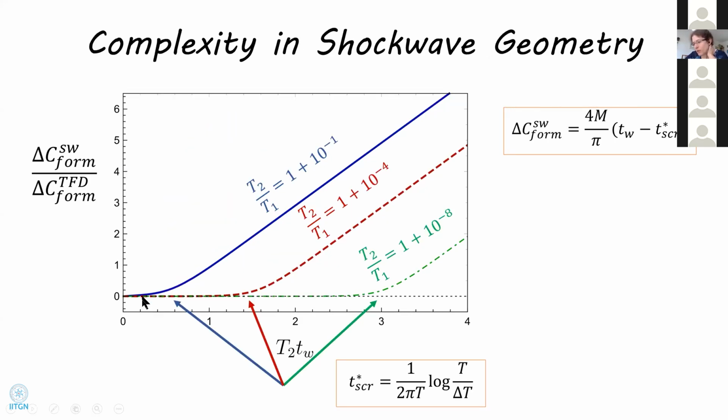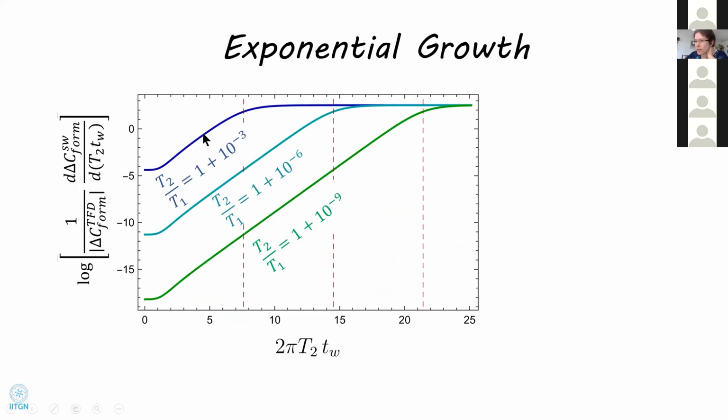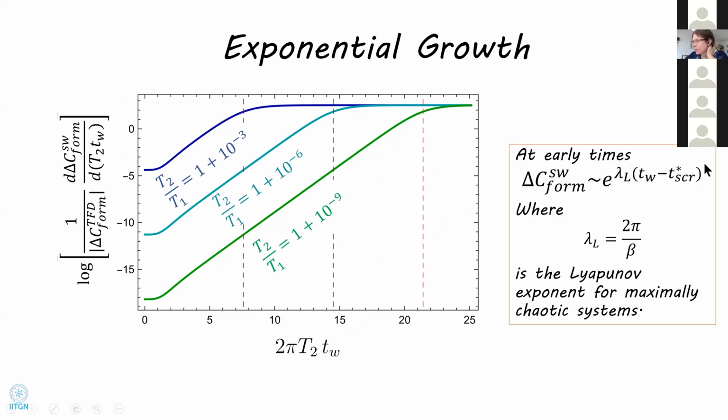At early times, just to isolate the effect of what's happening at early times, we differentiated those plots such that this becomes a constant, but this is still exponential, and then take the logarithm, so you will see a linear increase at early times. And so basically at early times, the complexity increases exponentially, suppressed with the scrambling time and with the characteristic exponent, which is the Lyapunov exponent for maximally chaotic systems.